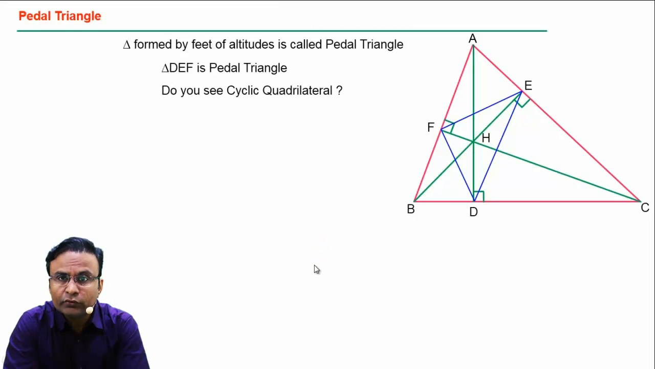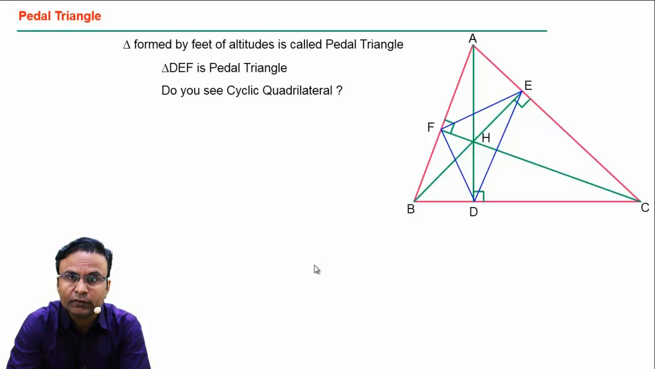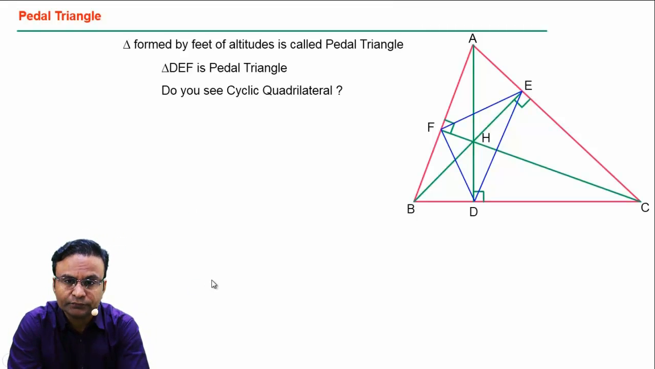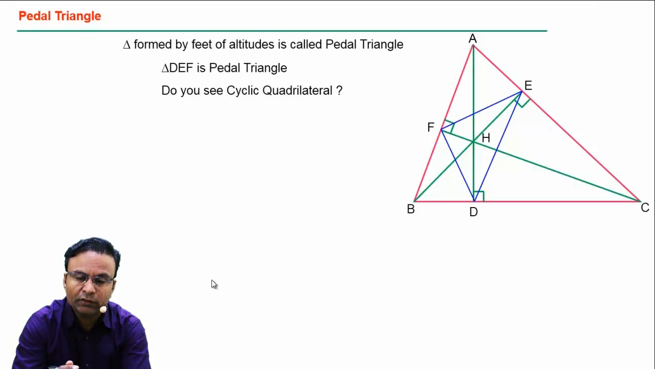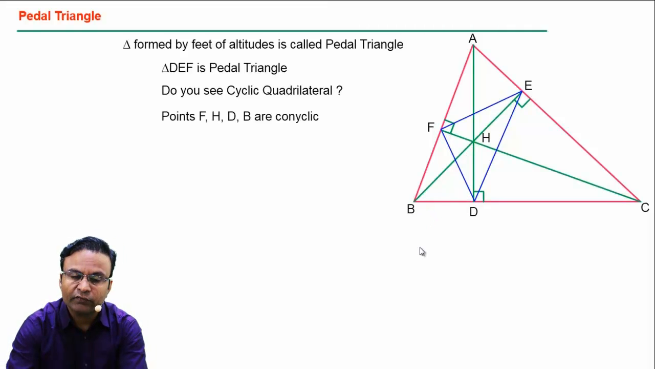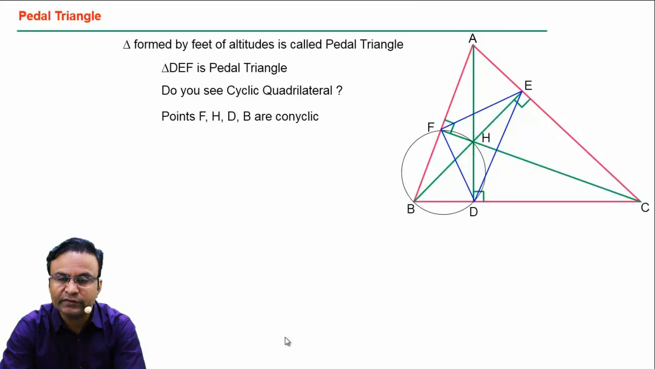Okay, now do you see some cyclic quadrilateral in this figure? I can see a cyclic quadrilateral. This angle is 90, this angle is 90. So I can say points F, H, D and B are concyclic. Okay, so we have one circle passing through these 4 points.